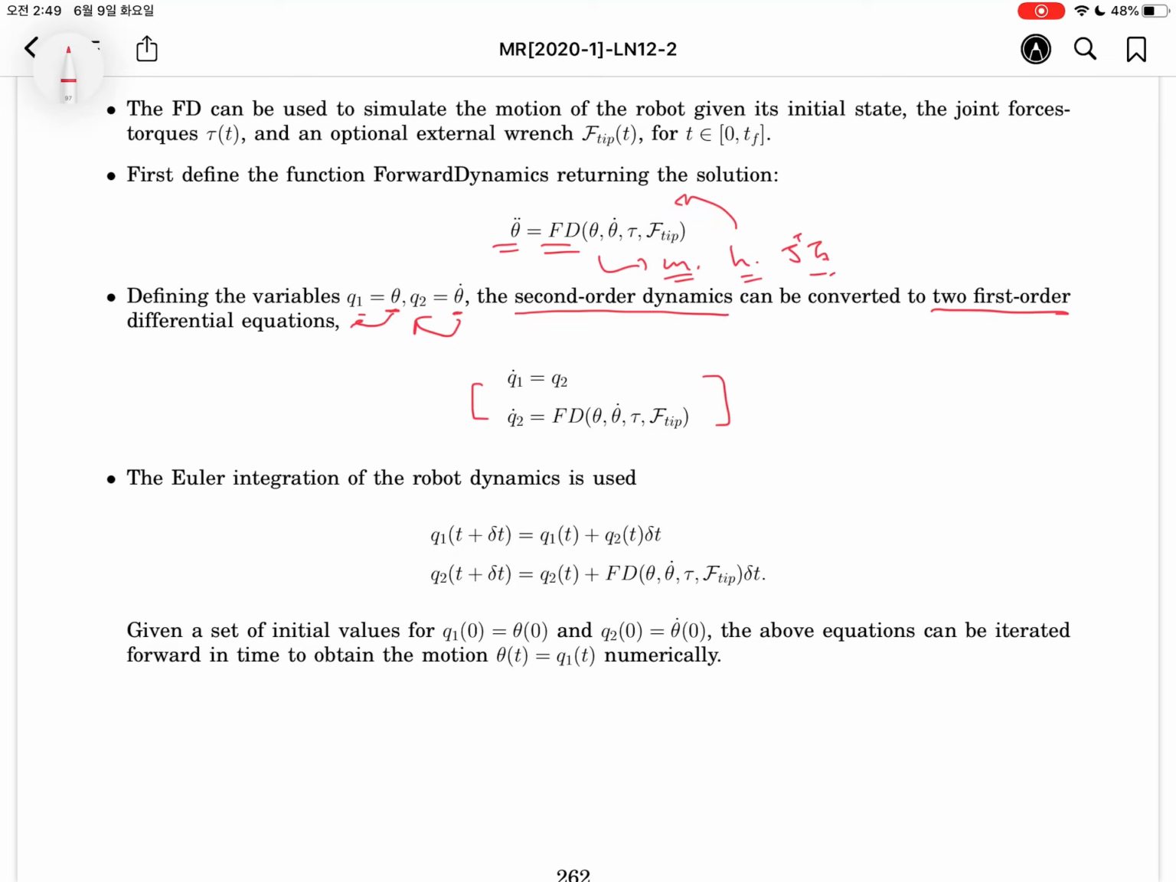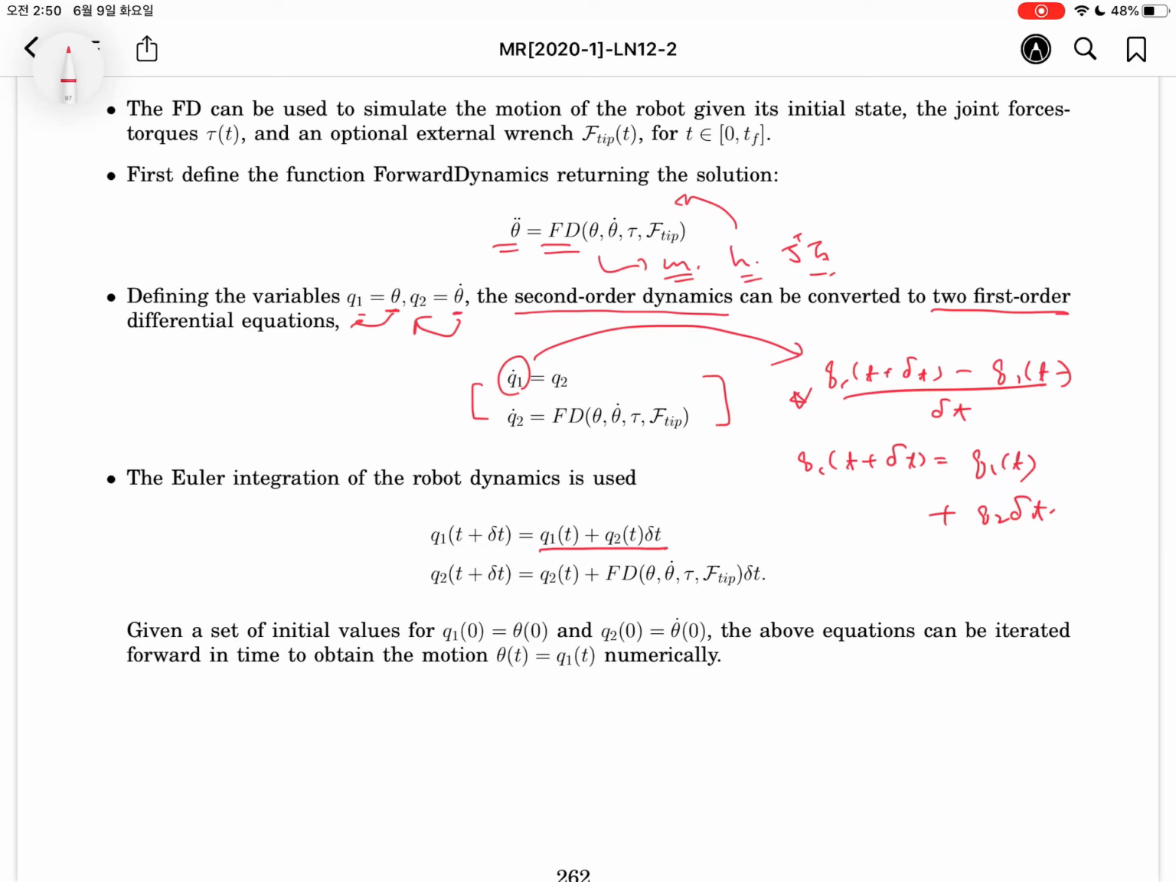So as you know, q1 dot is a vector. Maybe it is denoted by q1(t + delta t) minus q1(t) over delta t. Maybe q1 dot is approximated like this. Okay, so let's apply this approximation. Then q1(t + delta t) will be obtained as q1(t) plus q2 delta t. So we have this one.